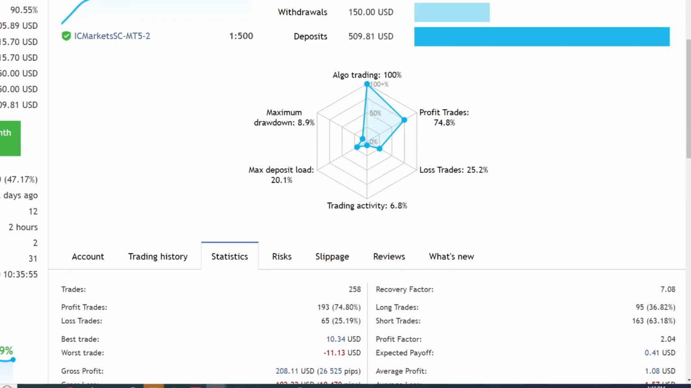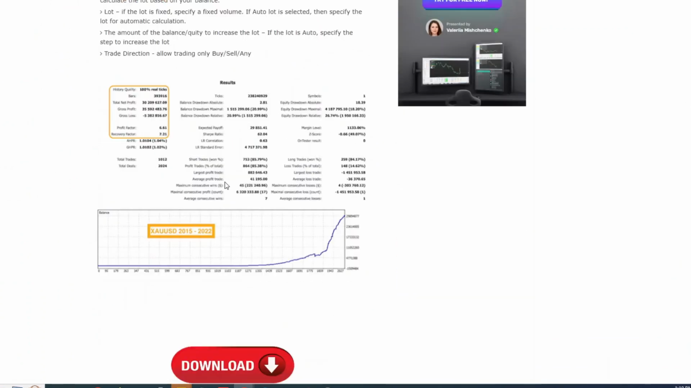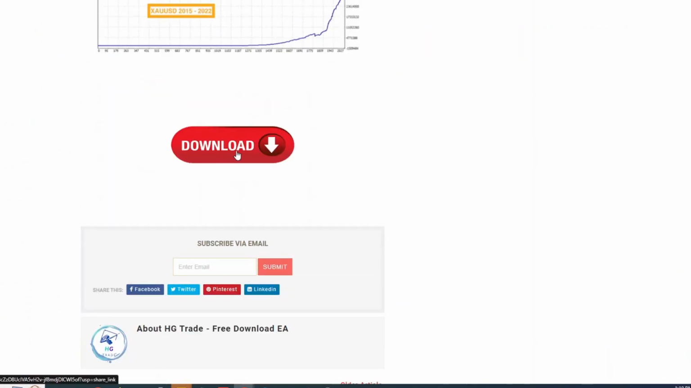Download Expert Advisors for free. I have merged the files into one. You can download it and extract it to your MetaTrader 5 terminal.